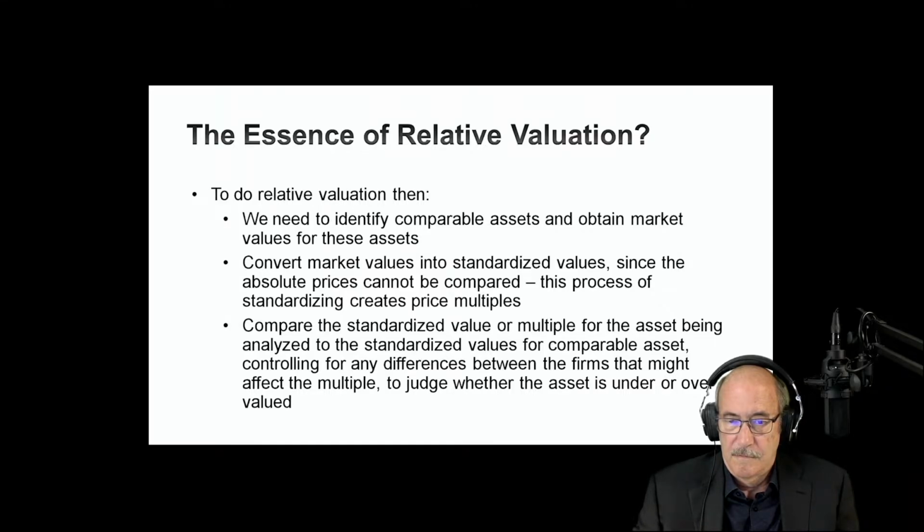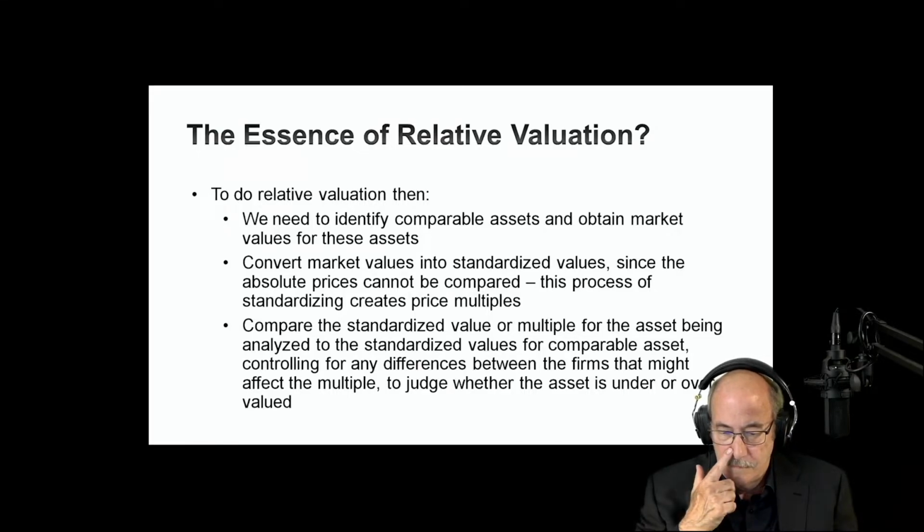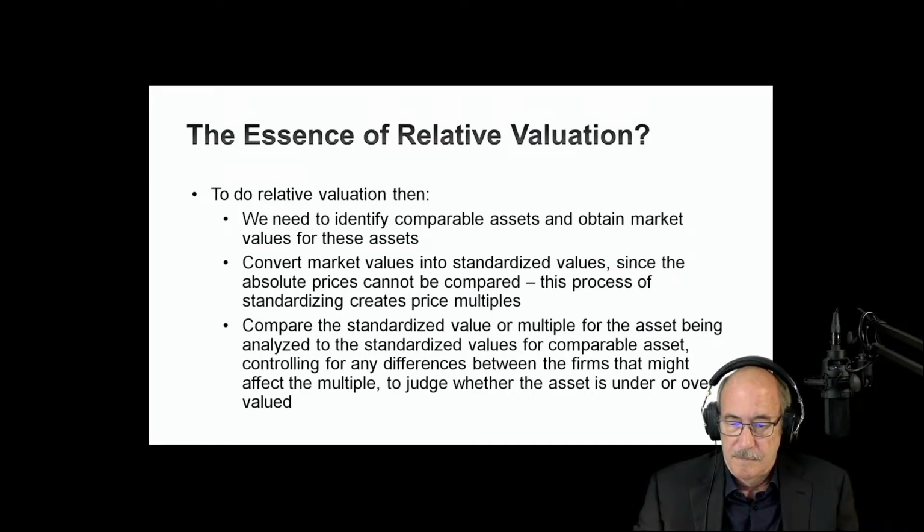And the third step is, if you're careful, you'll control for those differences. So there's a standardized price, there are comparable assets, and there are some ways of controlling for differences across assets. That is the essence of relative valuation. If you ever read an equity research report, you know what I've just described, right? The standardized price usually takes the form of a multiple. The similar assets are usually called comparable firms, and the controls are usually storytelling.